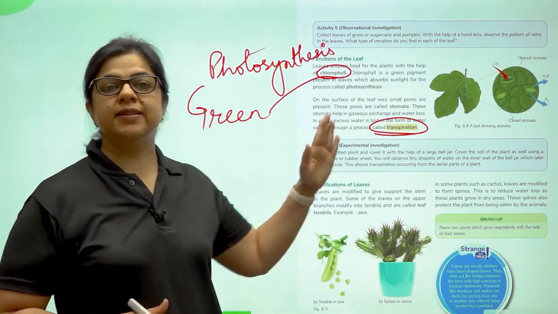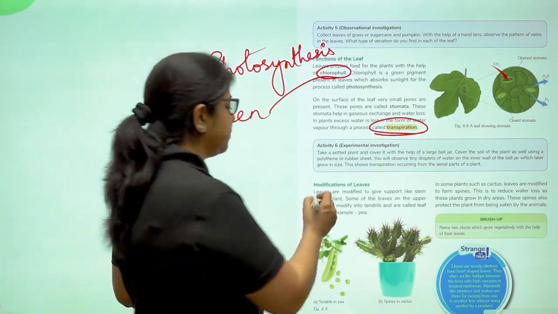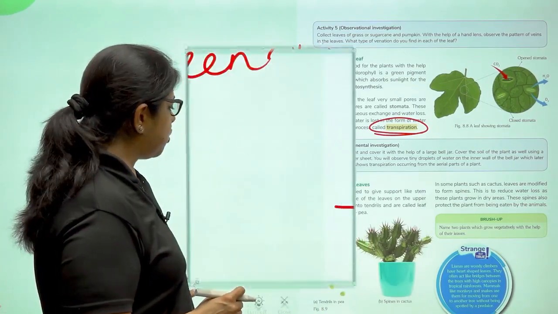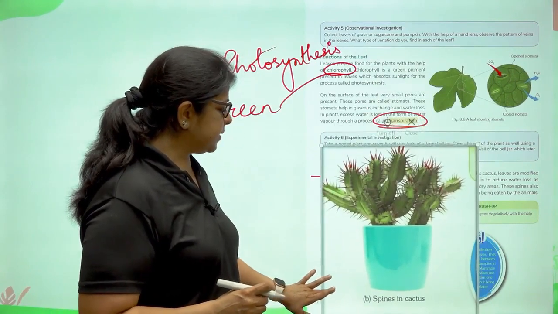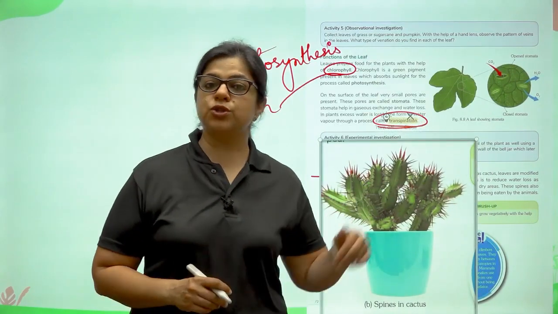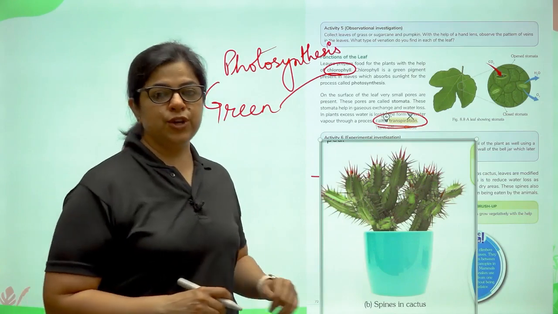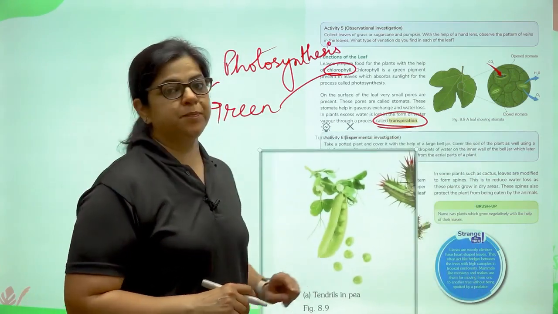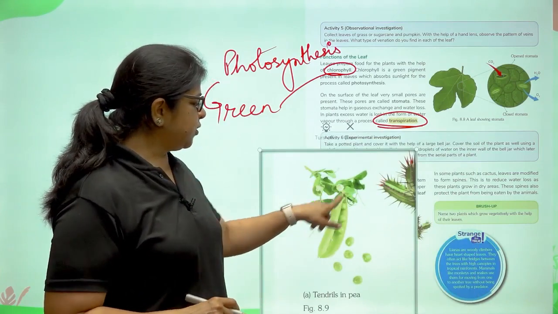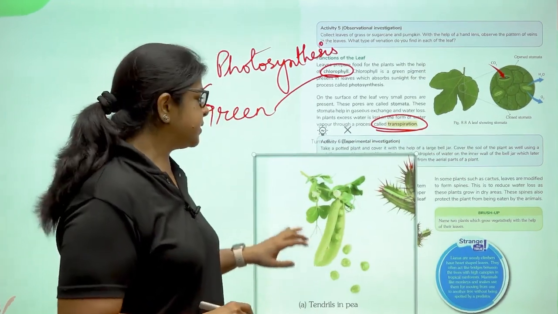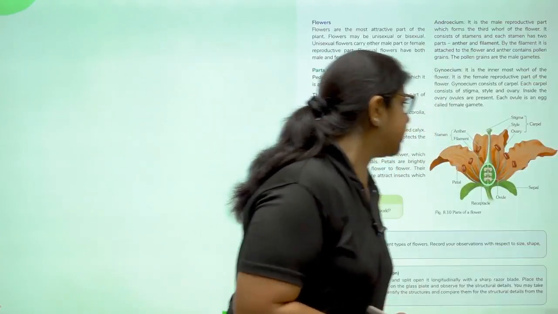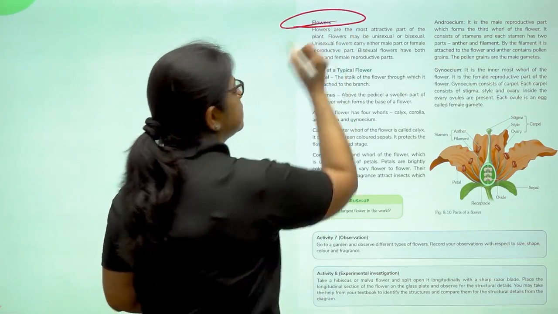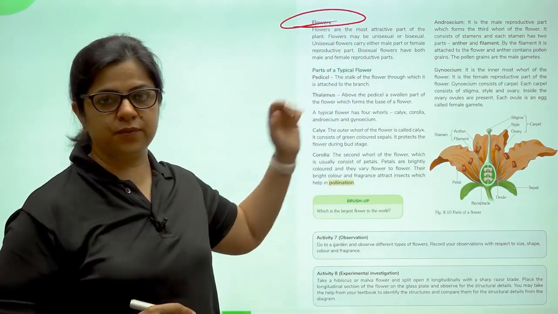So just like the stem and the root, the leaves may also be modified. We all know that desert plants have thorn-like leaves. Why is it so? So that the amount of water loss due to transpiration can be reduced. So this is one modification. And in the case of the pea plant, if you can see these tendrils coming out, what are these? These support the plant.